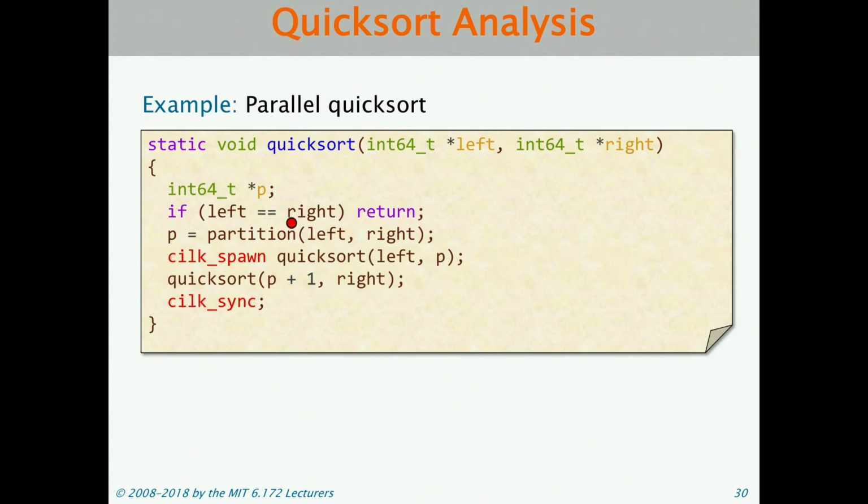And now we can execute 2 recursive calls. So we do quicksort on the left side and quicksort on the right side. And this can happen in parallel. So we use the Cilk spawn here to spawn off one of these calls to quicksort in parallel. Therefore, the 2 recursive calls are parallel. And then finally, we sync up before we return from the function.